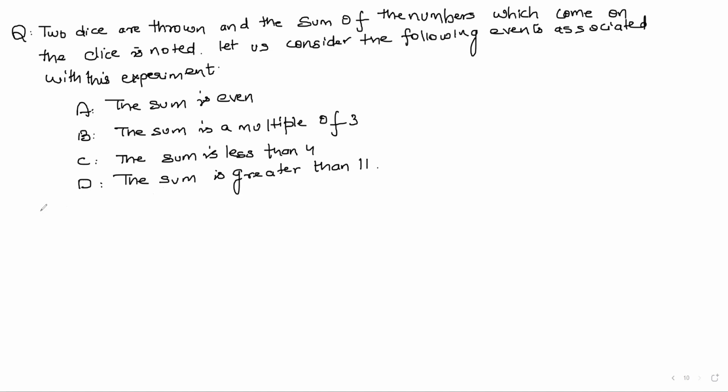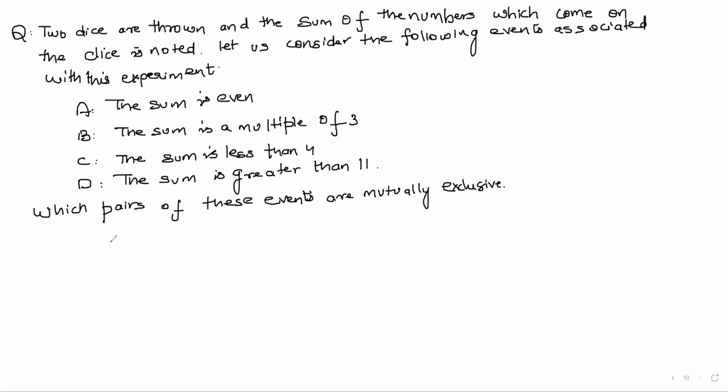Please try this. You need to tell which pairs of these events are mutually exclusive. Two dice are thrown. The sum of the numbers which come on the two dice is noted. The events are: the sum is even, the sum is a multiple of 3, the sum is less than 4, and the sum is greater than 11. You need to tell which of these events are mutually exclusive. But before that, tell me the sample space. What is the sample space of this?